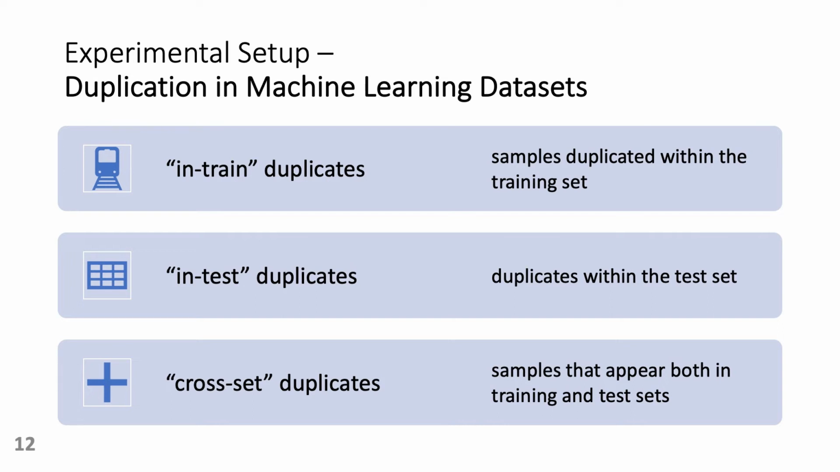For example, the splitting process may put the same samples into both the training set and the test set, leading to biased learning. So we define these 3 duplicate biases: in-train duplicates, in-test duplicates, and cross-set duplicates.